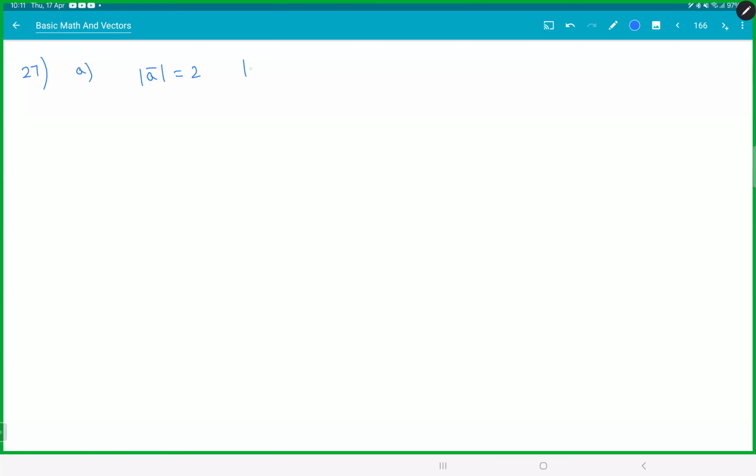Mod A bar is equal to 2. Mod B bar is equal to 1. And A bar is perpendicular to B bar. Find the angle between A bar plus 2B bar and A bar minus B bar. This is a good one, right? In the entire dot product so far, these are some tough questions. I didn't give you I cap, J cap, K cap, nothing. I just gave you the magnitudes and the angle between them. And I want to find the angle between this vector and this vector. Think for 2 minutes. How will you approach this? Then I'll show you one and I'll give you one more like this.